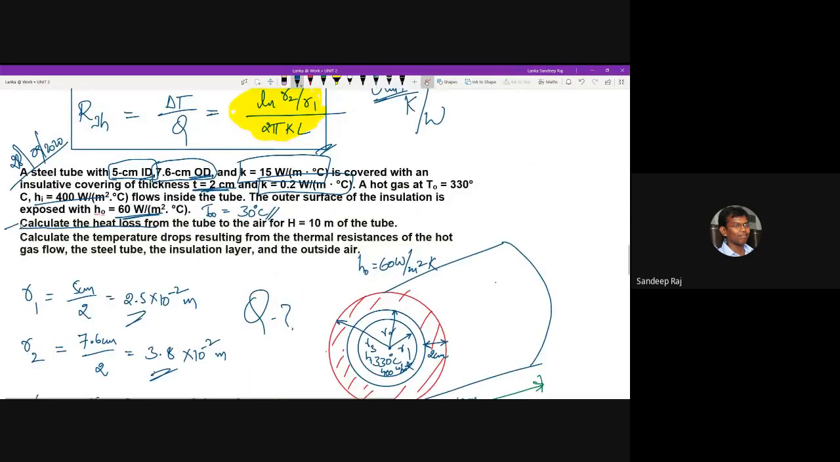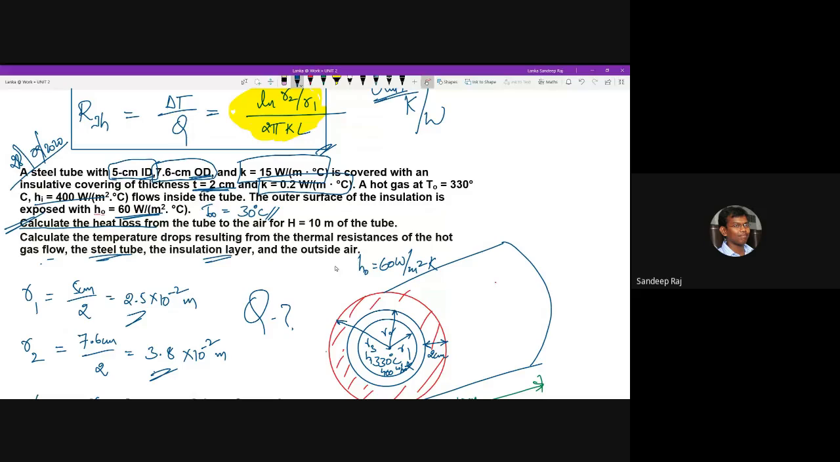This is question one. The next question asks: calculate the temperature drop resulting from the thermal resistances of hot gas flow. Inside, the gas is flowing. Because of this gas flow, what is the temperature drop in the steel tube and in the insulation layer?